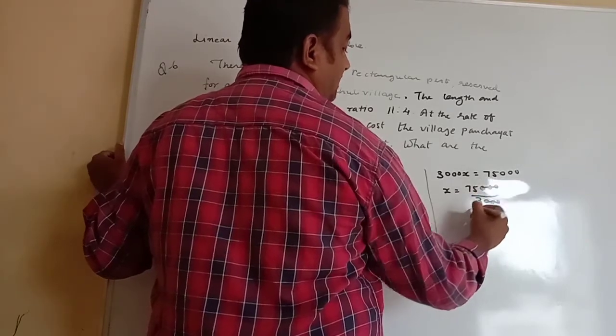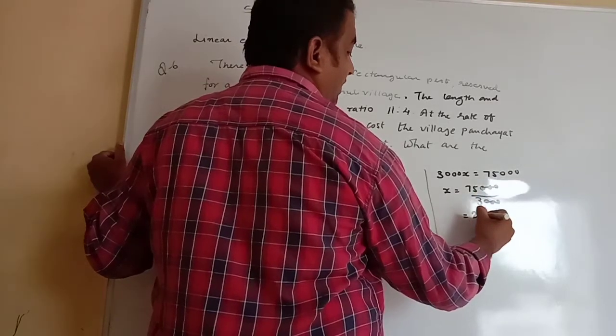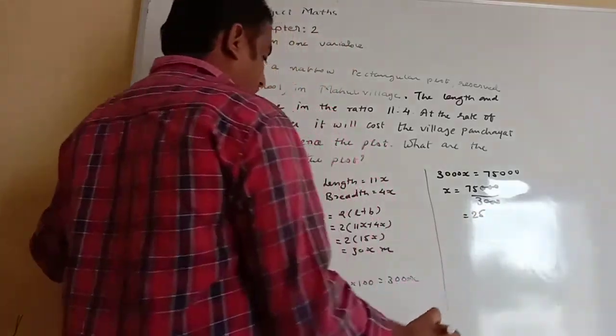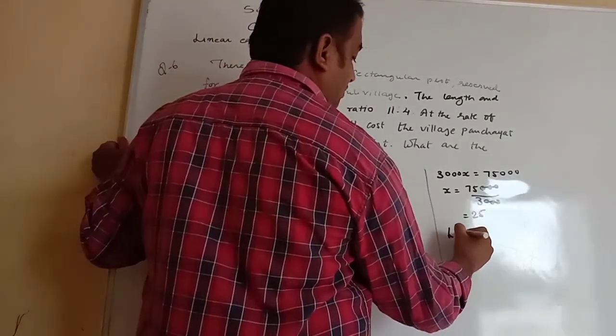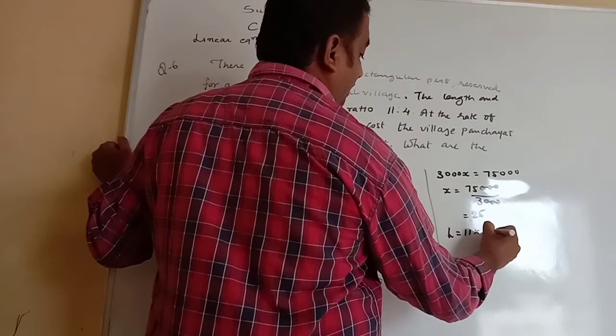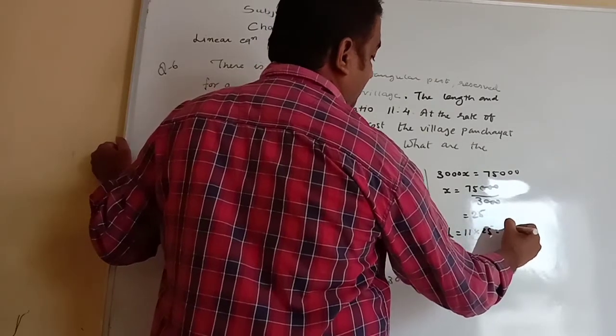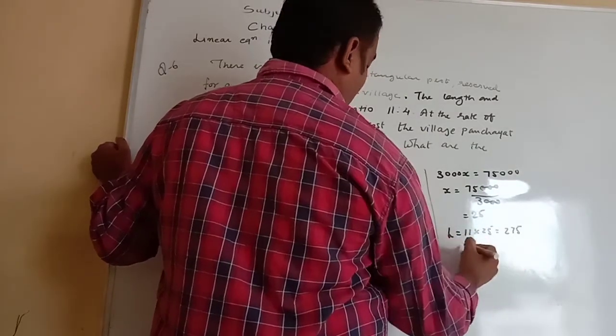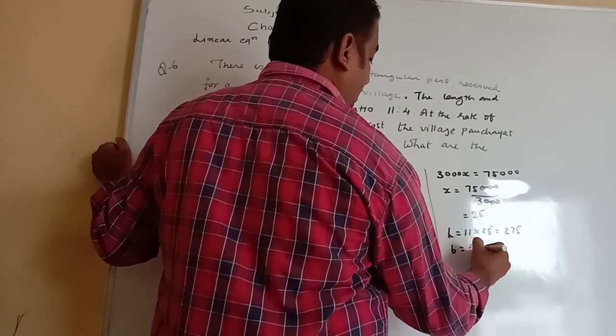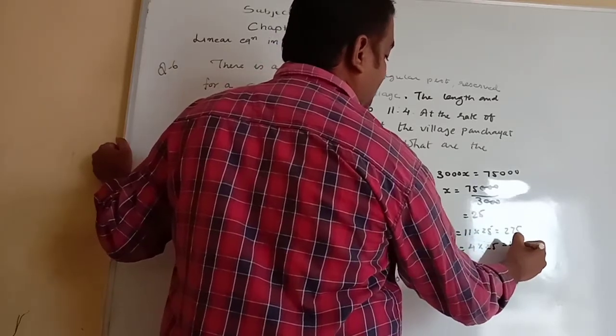The zeros are cancelled, so 75 divided by 3 is 25. So length is equal to 11 into 25, that is 250 plus 25, 275, and breadth is equal to 4 into 25, that is 100.